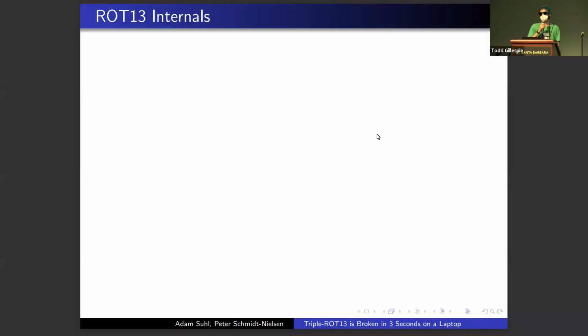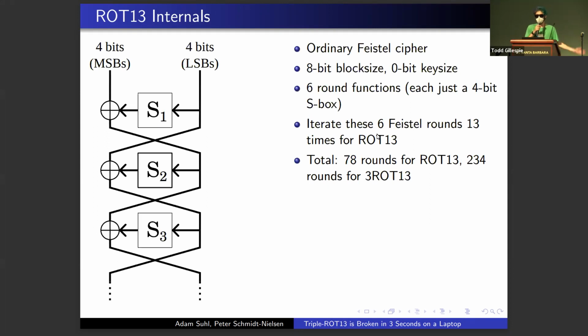So how does ROT13 actually work? Now, normally it's presented using weird non-standard mod 26 arithmetic, but there's actually a much cleaner description of it. It's actually just a standard Feistel cipher. It has 8-bit blocks, 0-bit key size. There are 6 Feistel rounds in a single ROT. Each of them is just a 4-bit S-box. You iterate 13 times for ROT13.